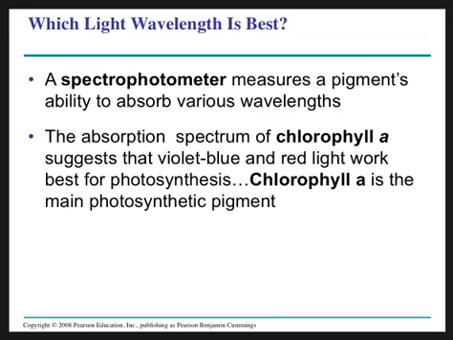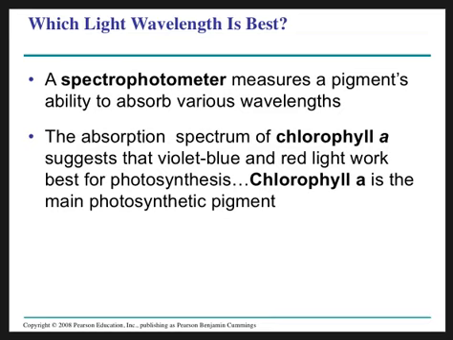Spectrophotometers measure that. The primary pigment for photosynthesis is chlorophyll, and chlorophyll comes in a bunch of different varieties. Chlorophyll A specifically is the one that works predominantly for photosynthesis. And if we look at how it absorbs light and what's reflected off of it, we know that the blue-violet and the red light work best for photosynthesis. Chlorophyll A is going to absorb those wavelengths the best.